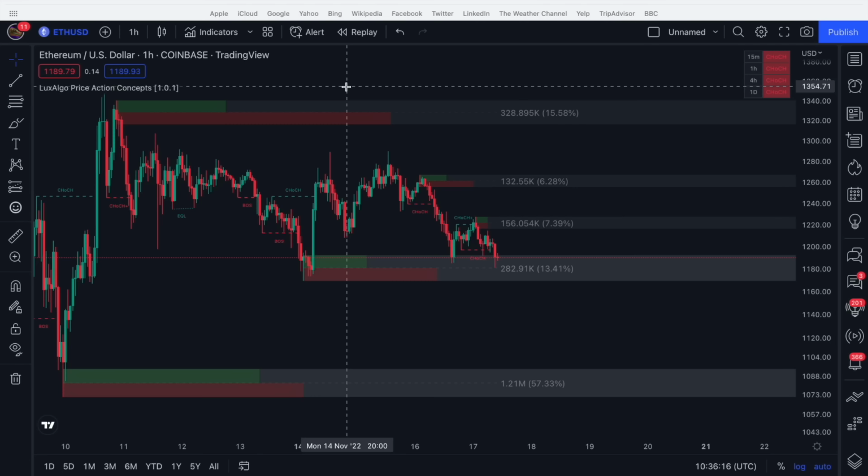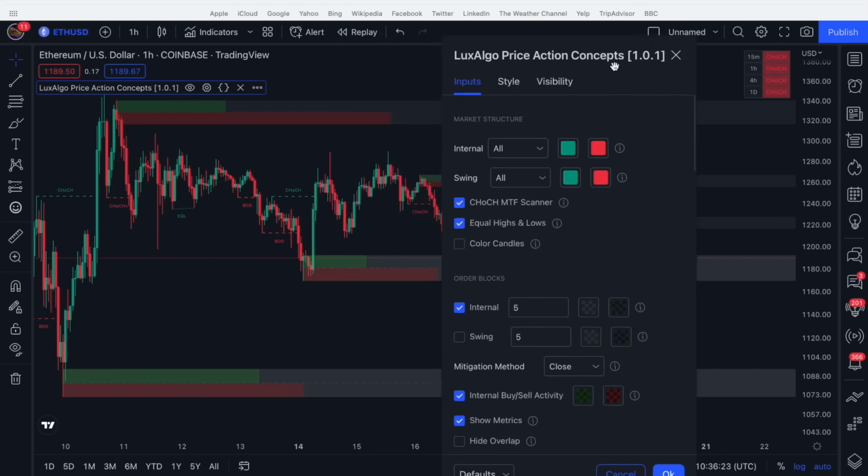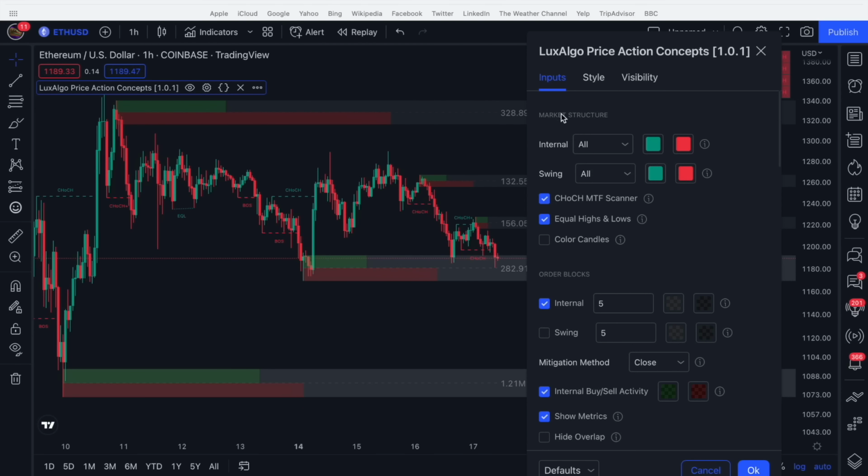Because for maybe a newer trader who loads this up, you're like, whoa, what is going on? So let's get right into it. Let's open up the settings. Let's start with our market structure. You see internal and swing.